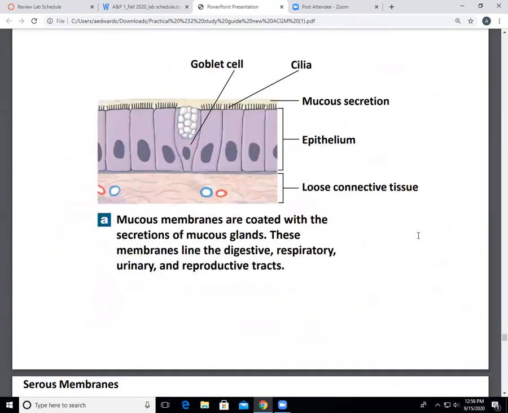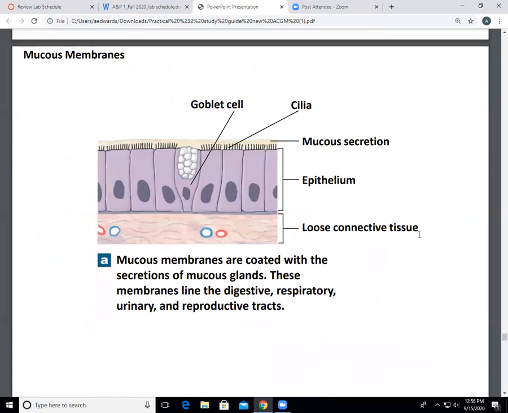All right, a little focus here on that mucous membrane. Again, see the goblet cells. Goblet cells secrete mucus. So here's your goblet cells. This layer here is what's being secreted, the mucus. Okay. So if you see the goblet cells, it's a mucous membrane.